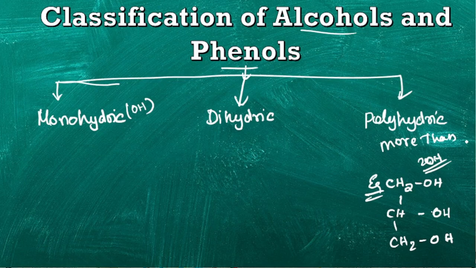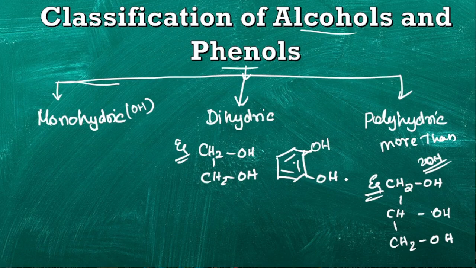Then dihydric compound. What is a dihydric compound? If only two OH are attached, then it is a dihydric compound. CH2, here OH, OH. This is a dihydric compound. One more example we can write: if a benzene ring is there and OH is attached at two positions, then this is also a dihydric compound. Dihydric and polyhydric compounds, both have no expansions, but monohydric compounds we have divisions.